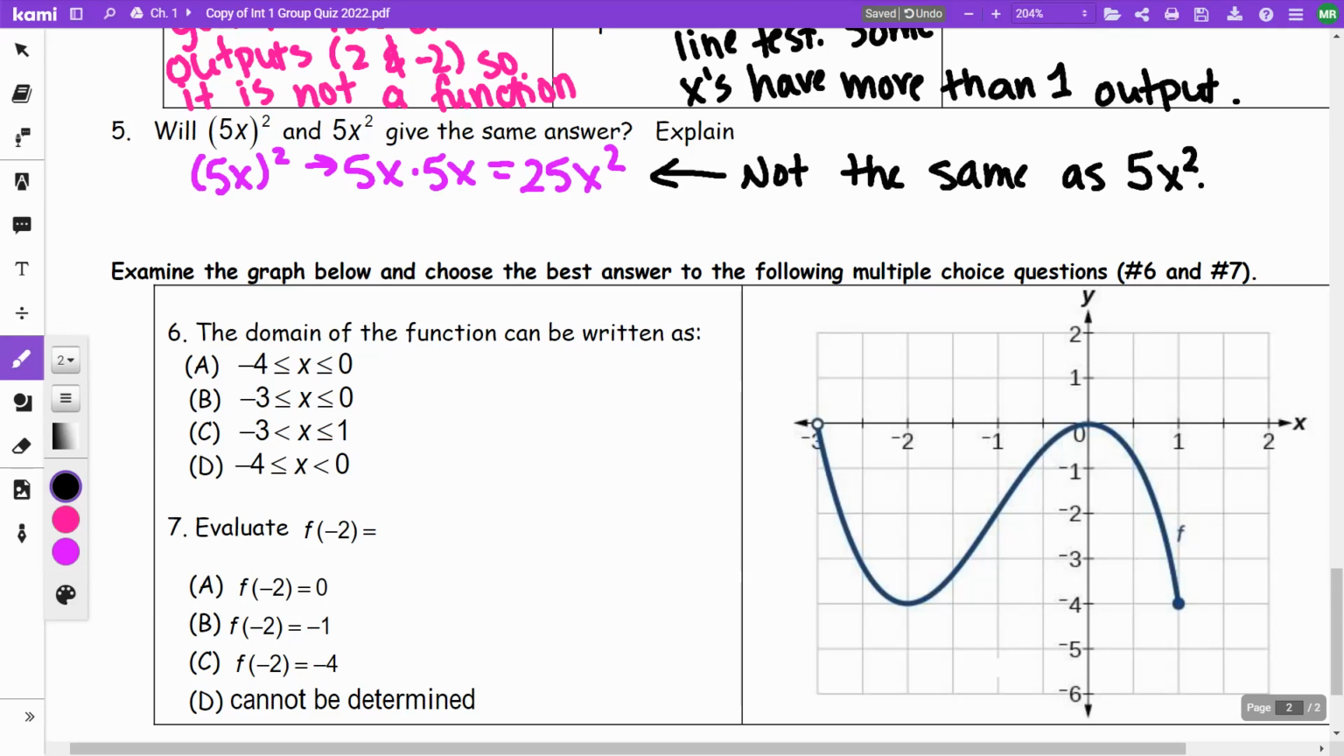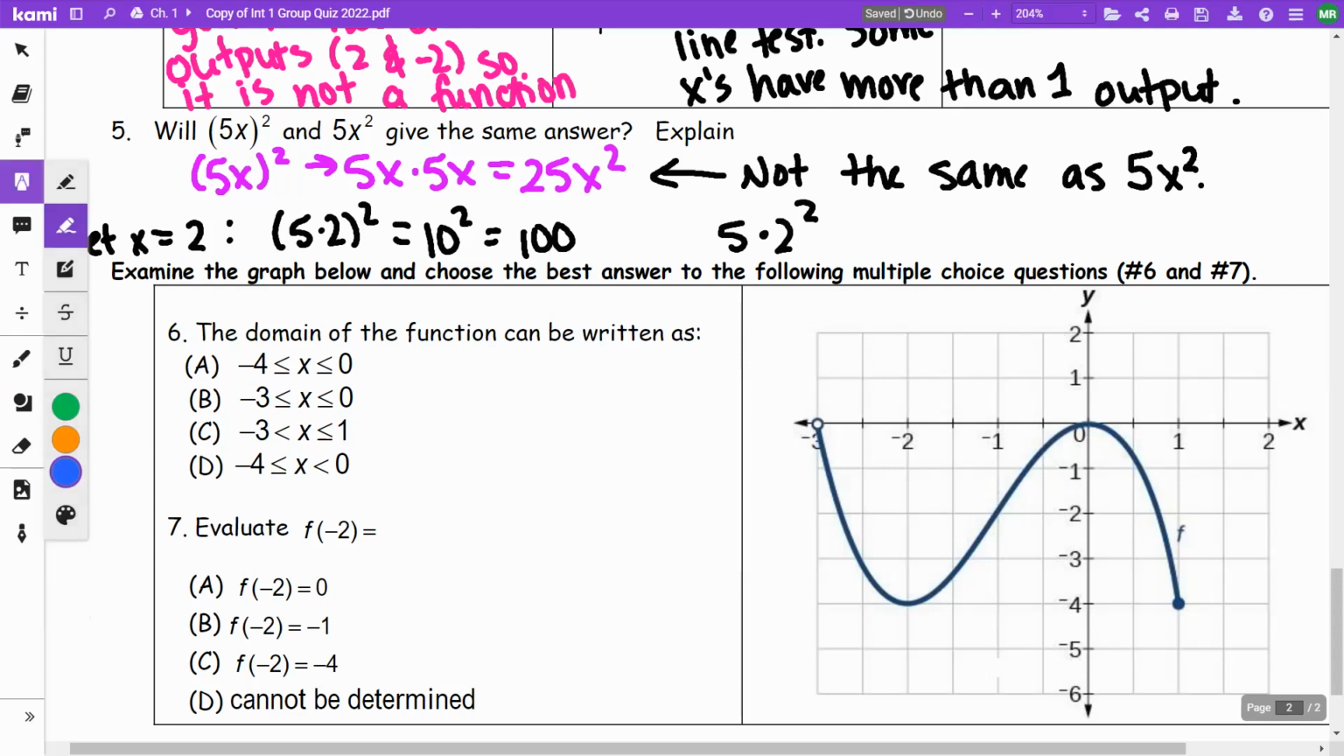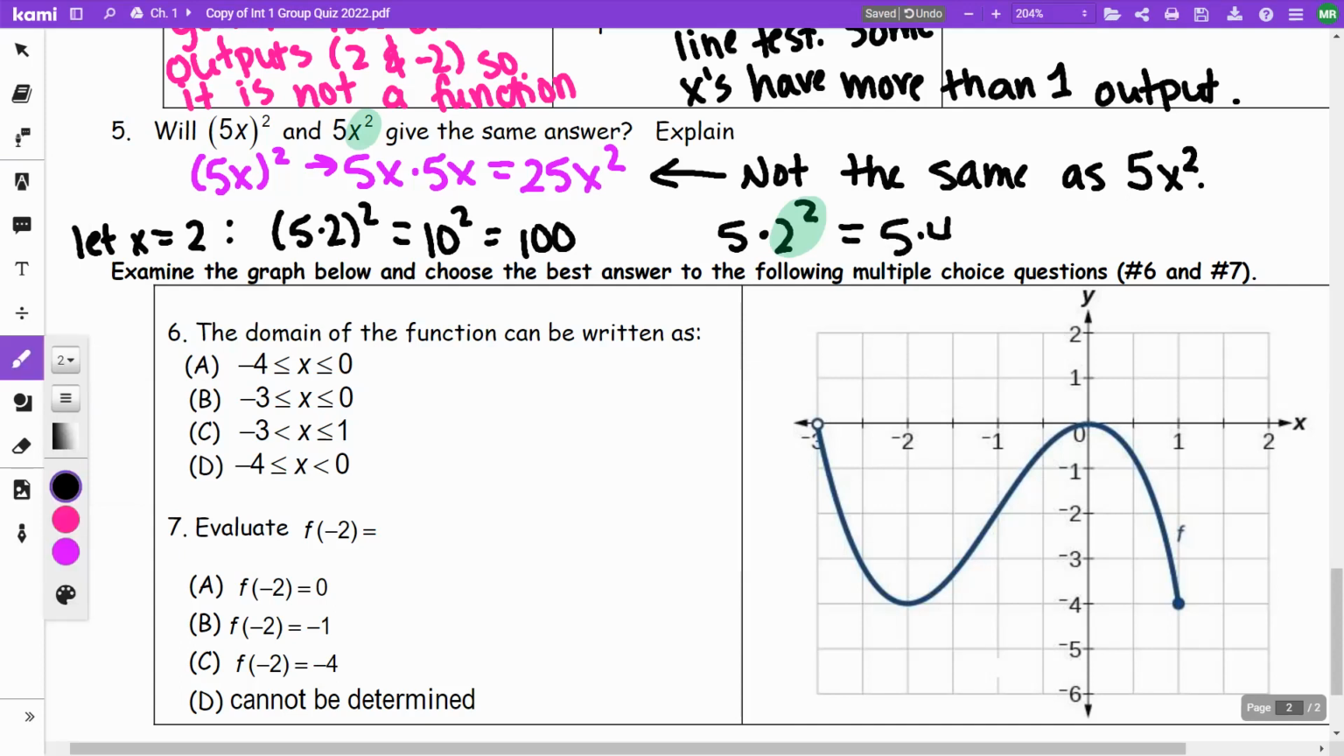Sometimes people will also put numbers in. So for example, if I let x equal 2, the quantity 5 times 2 squared is equal to 10 squared, which is equal to 100, where for 5 times 2 squared, I need to do the 2 squared first. That means I'm going to do the 2 squared first, and so that's going to be 5 times 4, which is 20. That's another way to show that they're not the same.